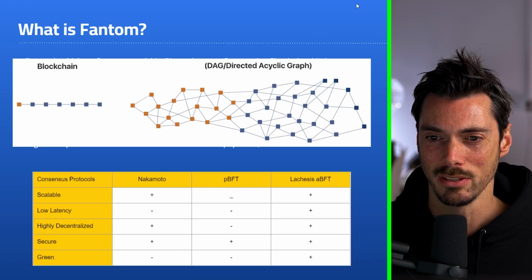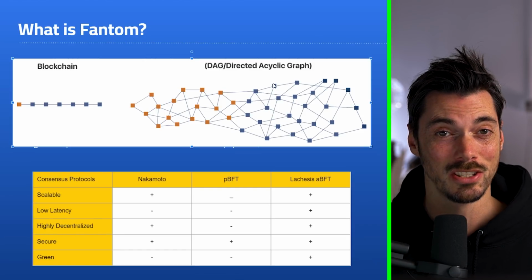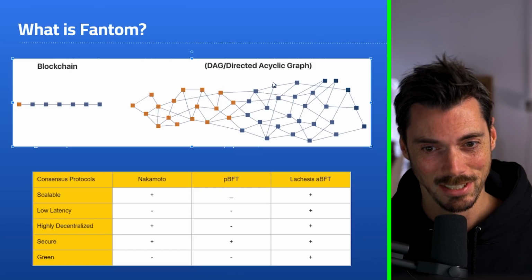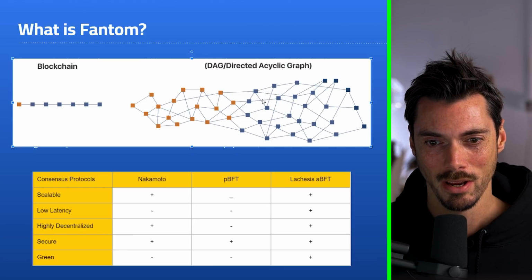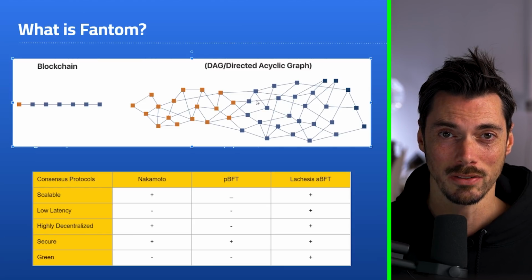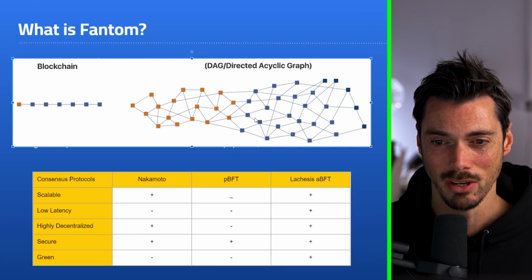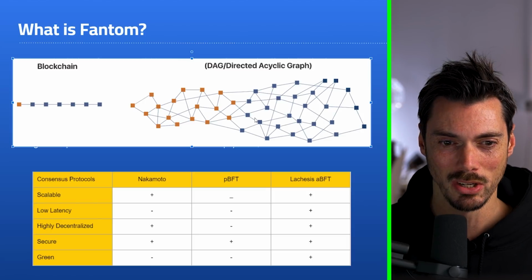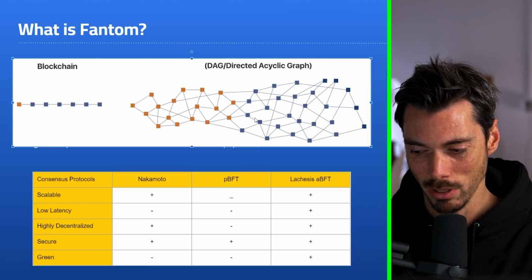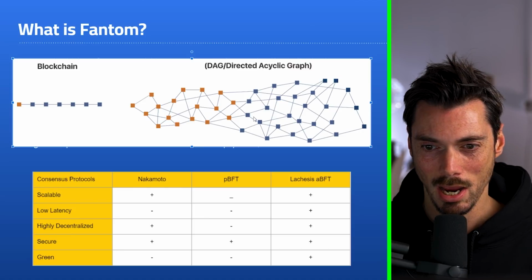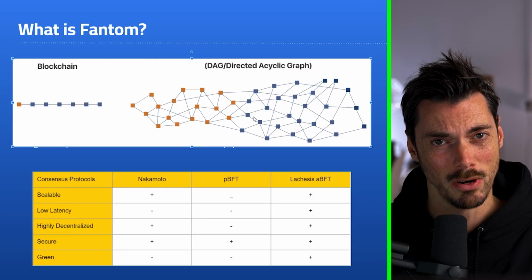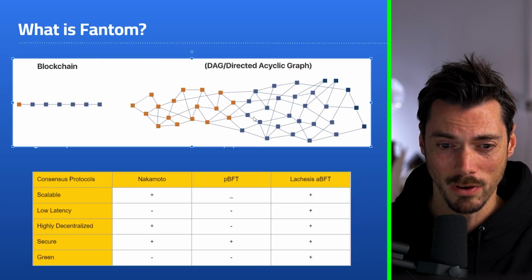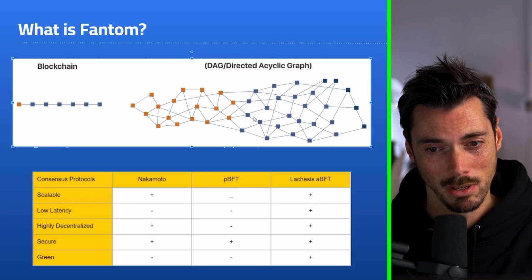So what is Fantom? Fantom is, it's not a blockchain. It's a directed acyclic graph. And directed acyclic graphs use vertices and edges to assemble information, unlike blockchains, which just put one block after another block after another block. And that means that they can organize data in a very interesting way. That should make them fast, should make them cheap, but it also makes them complex.